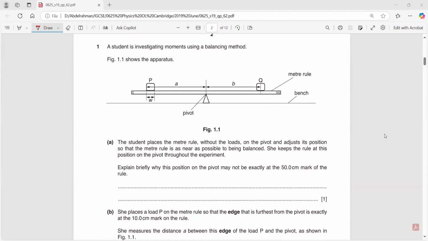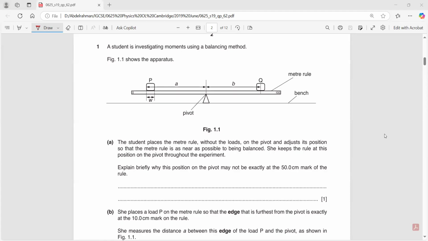A student places the meter ruler without the loads on the pivot, and she adjusts the position so that the meter ruler is as close as possible to being balanced. She keeps the ruler at this position on the pivot throughout the experiment. Explain briefly why this position on the pivot may not exactly be the 50 centimeter mark. Why may this position of balancing not exactly be the 50 centimeter mark?